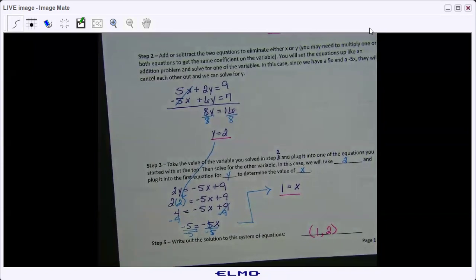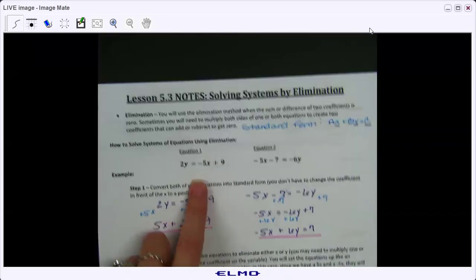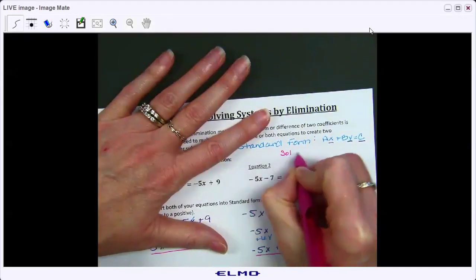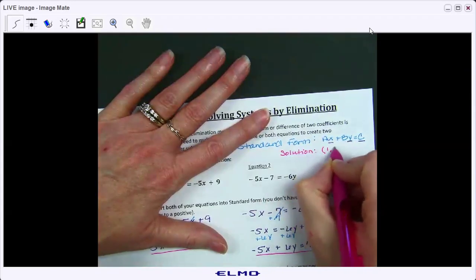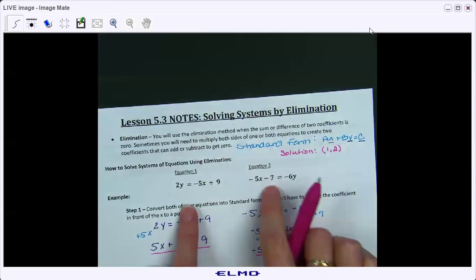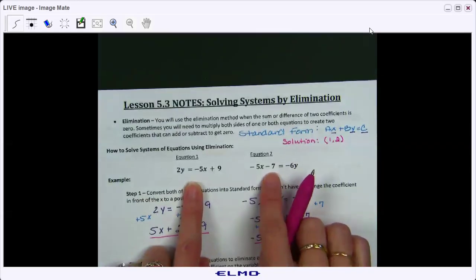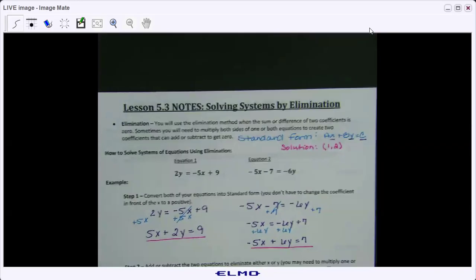Now remember, if I wanted to check this, I could take my solution, 1, 2, and I can plug it into both of these equations. And if it is true for both equations, then my solution is correct, okay? All right, let's go to page 2.